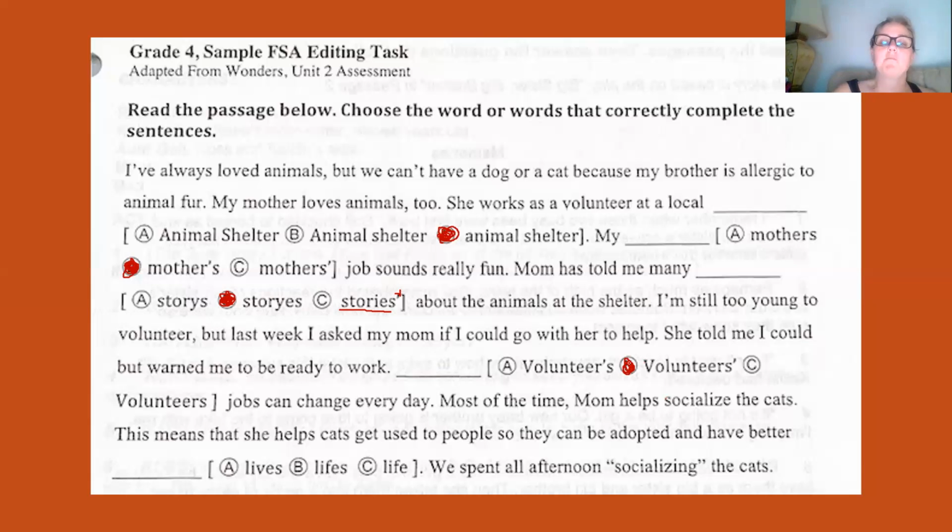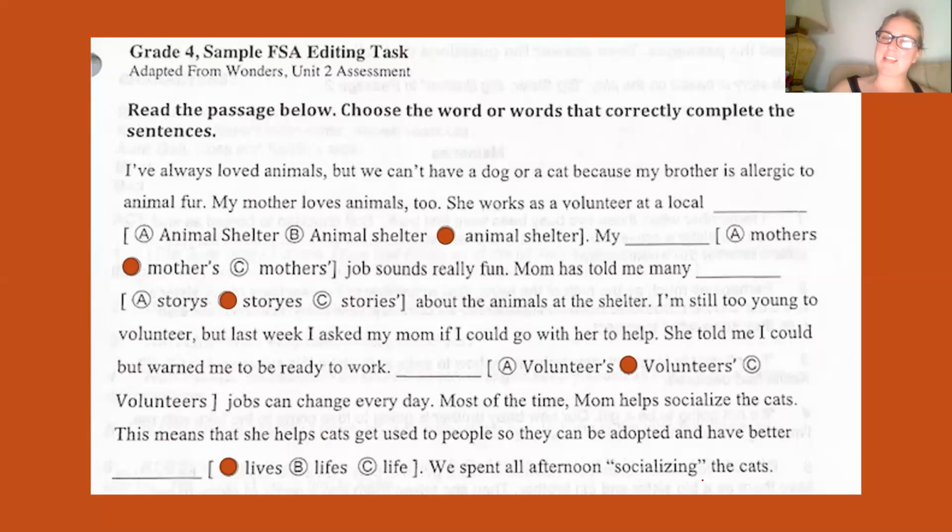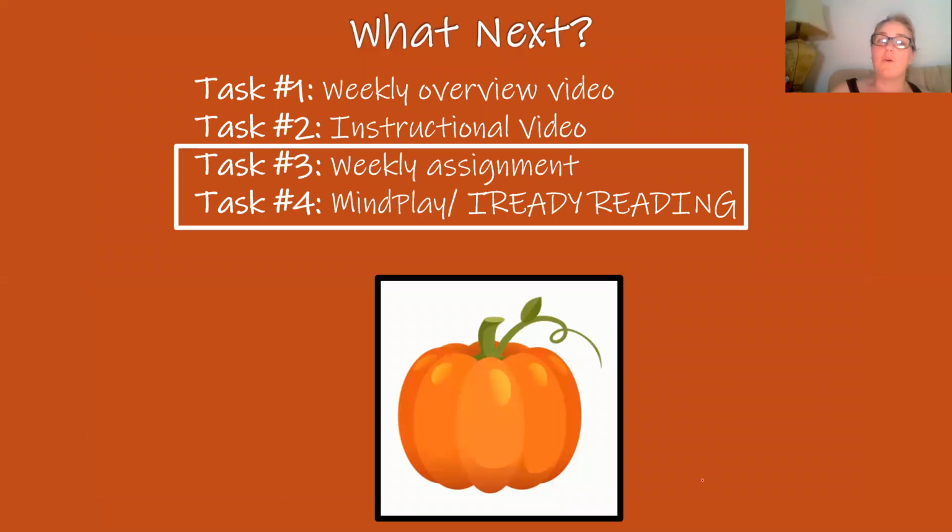Most of the time, Mom helps socialize the cats. This means that she helps cats get used to people so they can be adopted and have better lives. So this is one of those where the F changes when you have a plural, meaning more than one. The F would change to a V, so it would be lives. We spent all afternoon socializing the cats. All right, the next slide is just the answers to what we just did. You can see I did a much better job when I used the computer to bubble them in than when I drew them in.